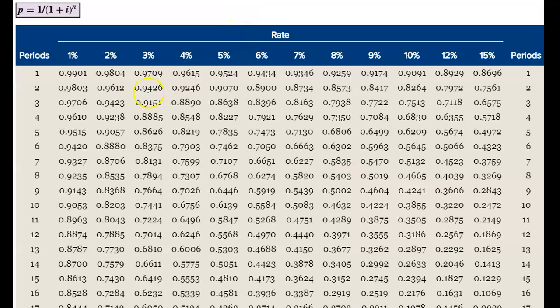The rates will be up top, the periods on the side, on the left side, we're looking at 10%, and we're looking at 2 years. So 10 and 2 years. Now these periods could be in years, they could be in something other than years.